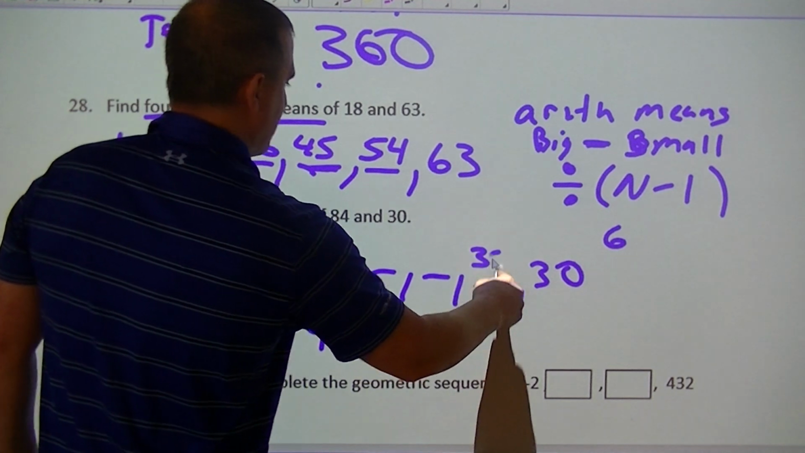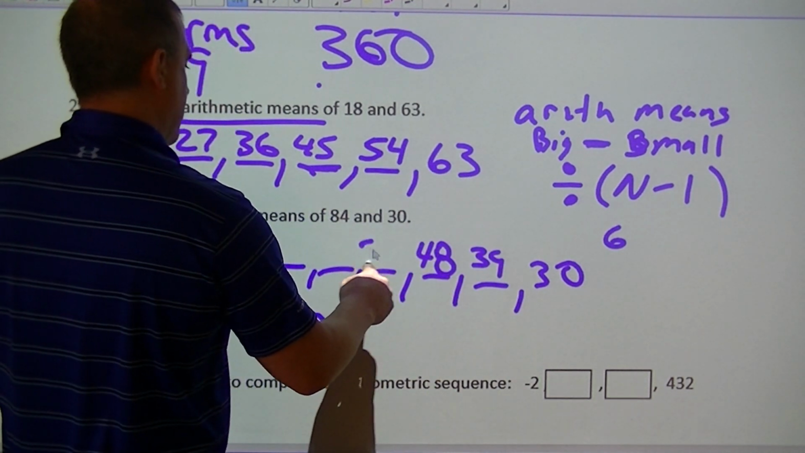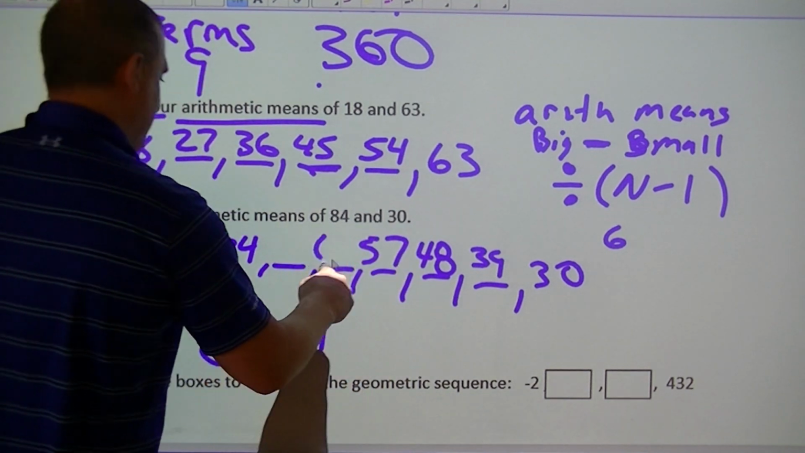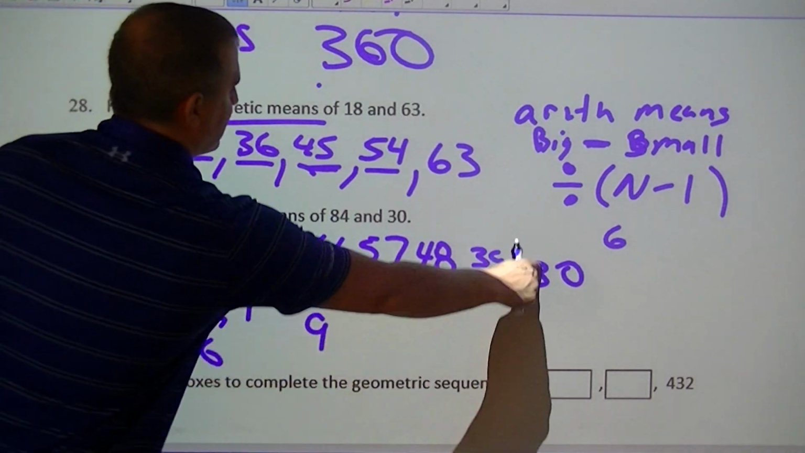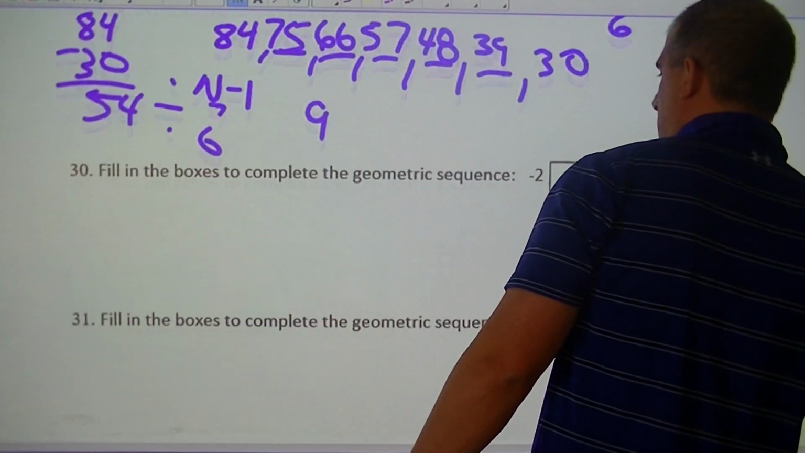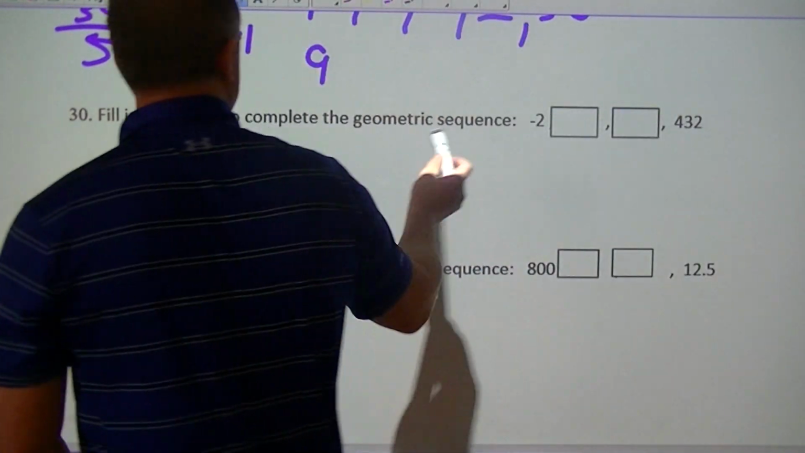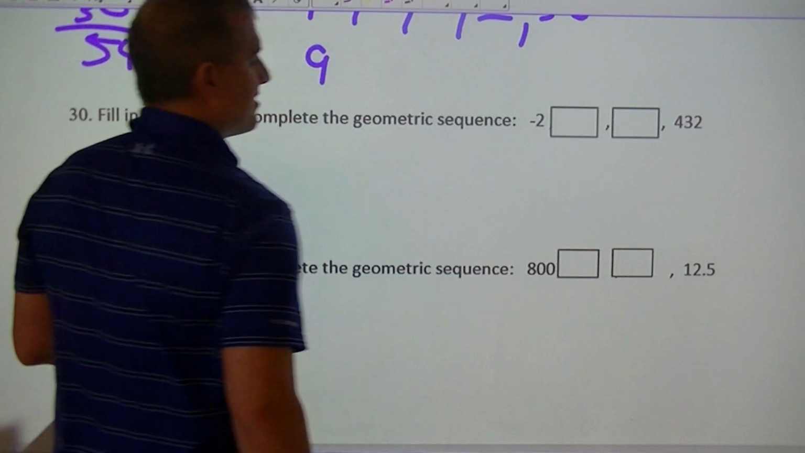But 30 and 9 would be 39. That would be 48. That would be 57. That would be 66. That would be 75 and 84. If I subtracted 9 that way, it would work as well. Okay? Now, the next 2 involve geometric sequences. So now, you have 2 means there.